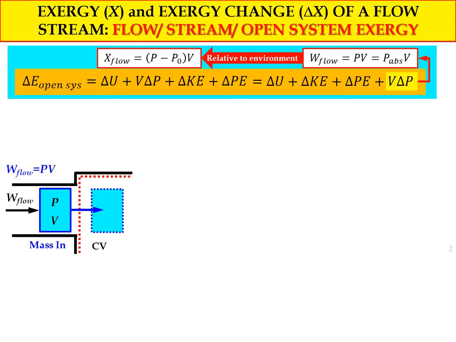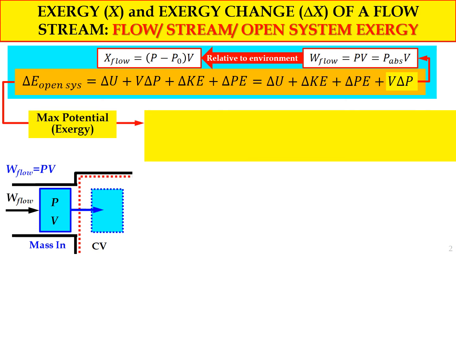So X flow will be equal to P minus P naught multiplied by V. P in this equation for X flow represents the gauge pressure. So the gauge pressure minus atmospheric pressure, or environment condition, multiplied by volume.